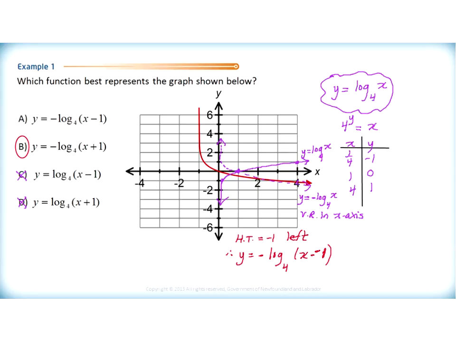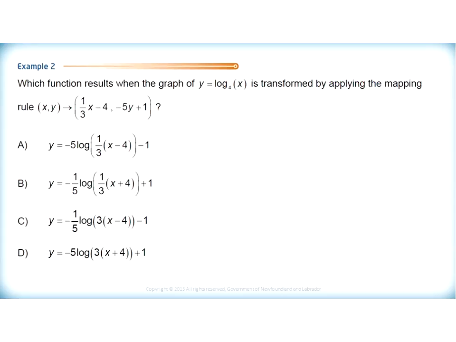The equation x minus a -1 becomes x plus 1. In the next example, which function results when the graph of y equals the log of x to base 4 is transformed by applying the mapping rule, where (x, y) from the base graph is mapped onto (1/3 x minus 4, -5y plus 1)?